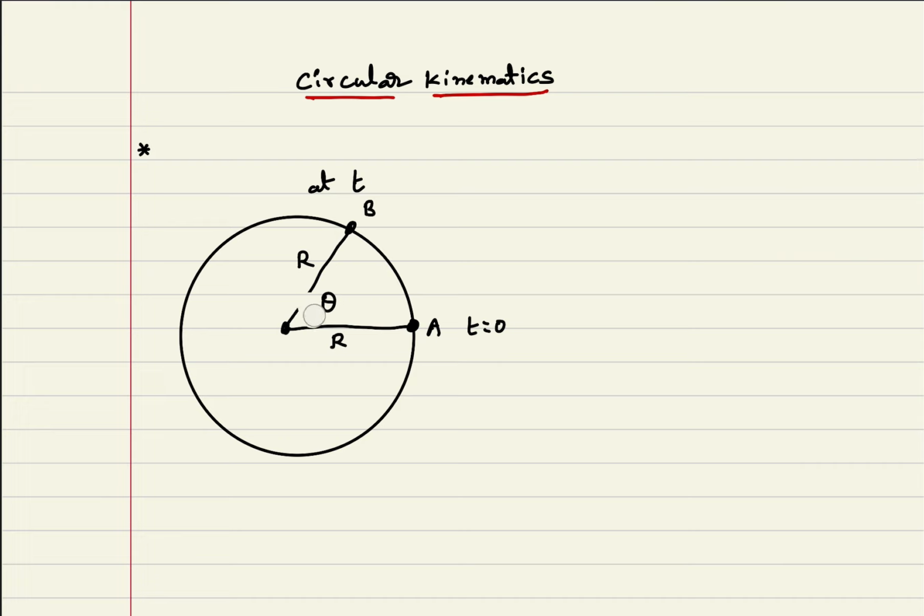If you want, you can write that theta is angular position. Okay, at any time t we can say angular position. Now its SI unit is radian. It is a dimensionless quantity.